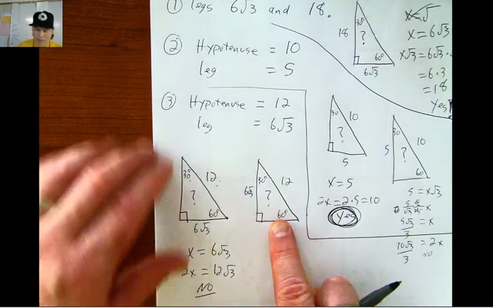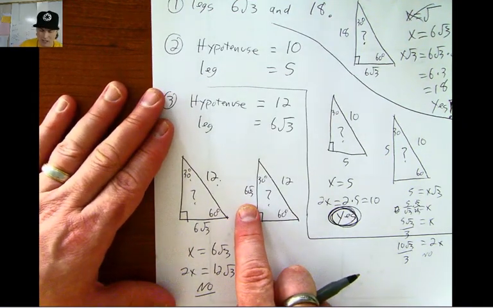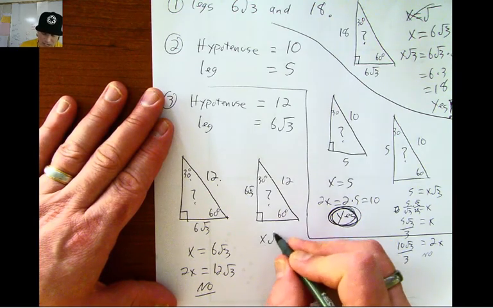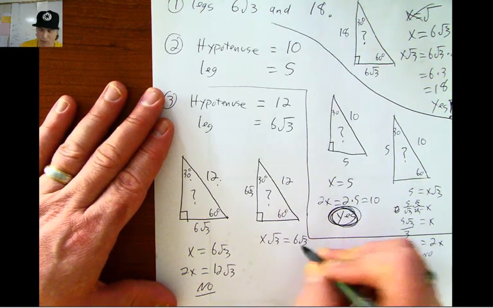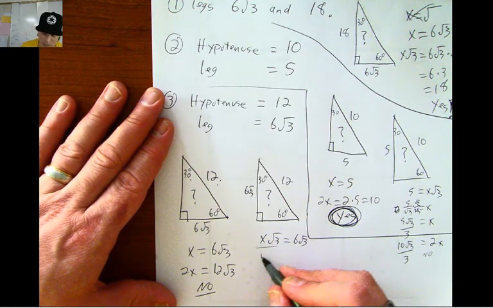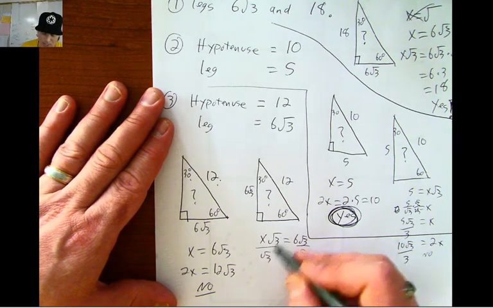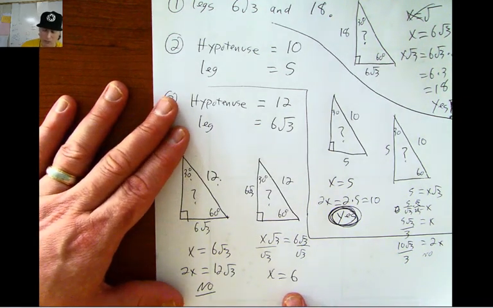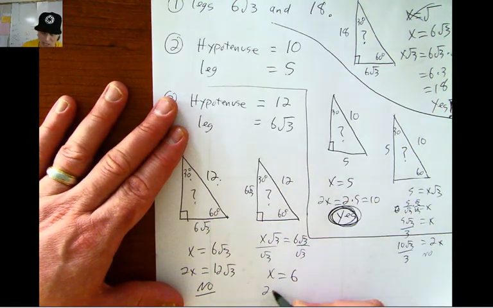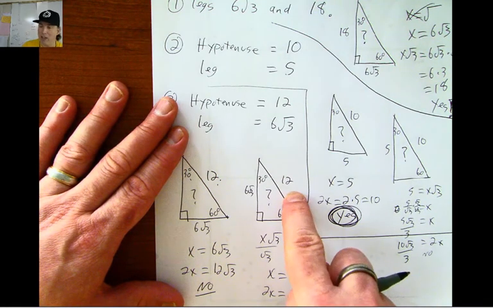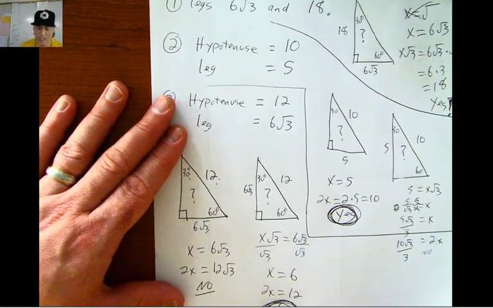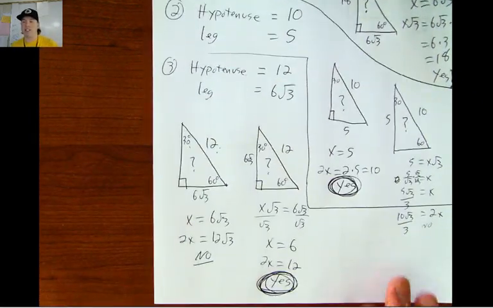If I look at this one, though, the side opposite the 60 is 6 root 3, and that's the x root 3 side, so x root 3 equals 6 root 3. And if you divide both sides by root 3, oh, that's nice. The root 3's just straight cancel out, so you get x equals 6. Then, if you need to get to the hypotenuse, which is the 2x side, you multiply both sides by 2, and 2 times 6 is 12. I did get the hypotenuse. So the answer is yes. So this is, or this can be, a 30, 60, 90 triangle.